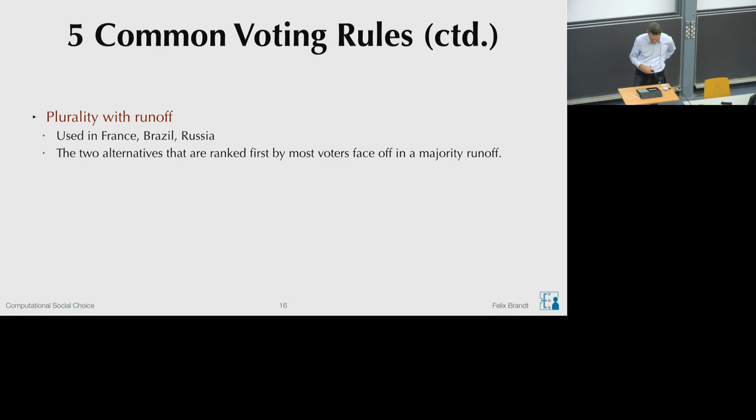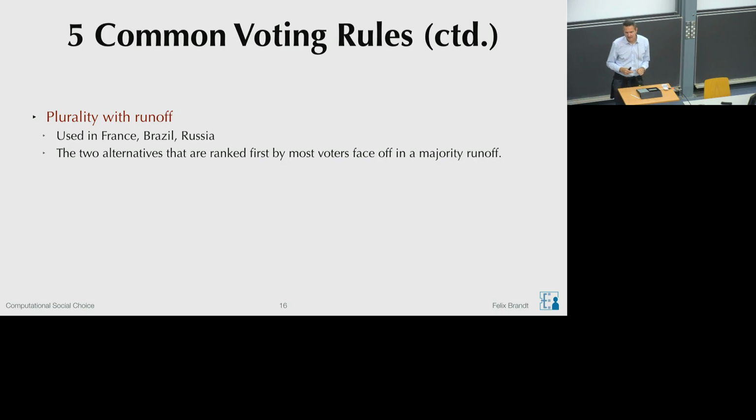Next one is plurality with runoff, which is very common in the real world. I would guess it's probably the second most used voting rule for political elections behind plurality. Is somebody here from France? Okay, then you are certainly familiar with that rule. It's famously used for presidential elections in France, like this year, for instance. So there was a presidential election.